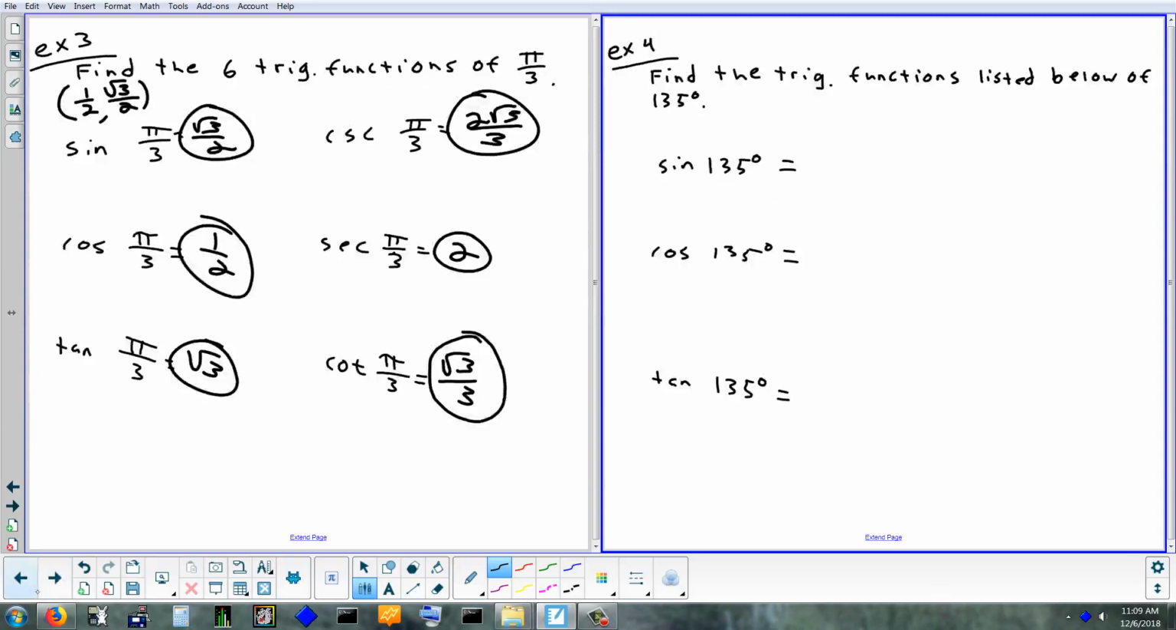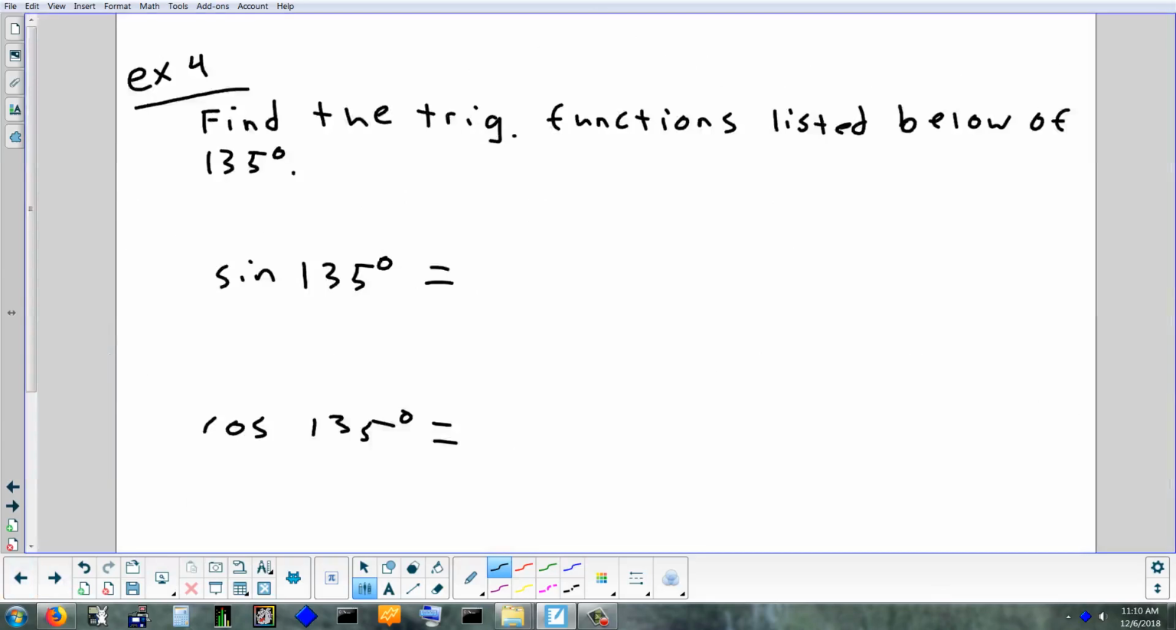All right, so let's see if we can find the 3 trig functions of 135. I'm not going to go through all 6. Okay, we've done a lot of all 6. So let's just try the first 3.